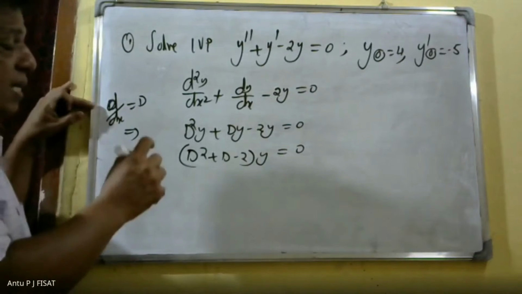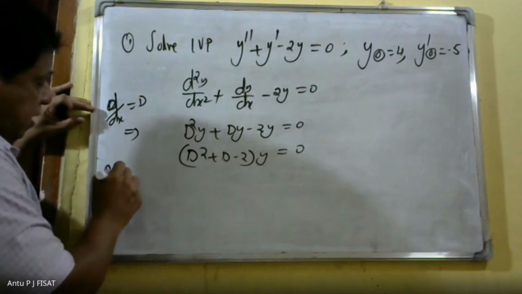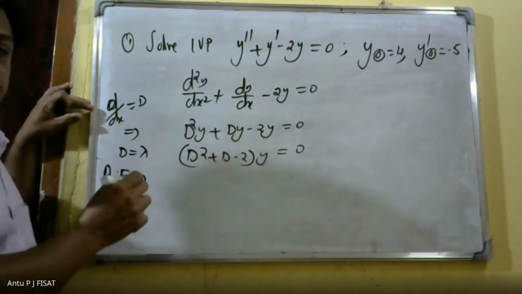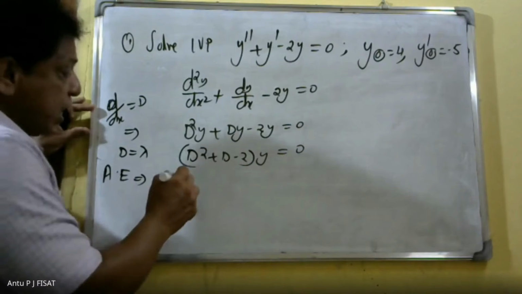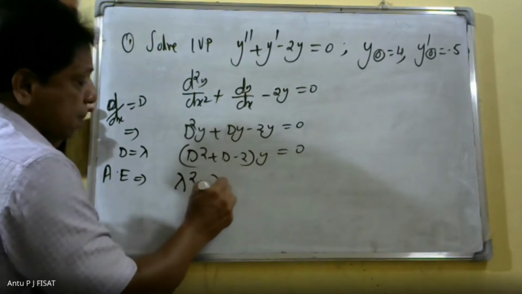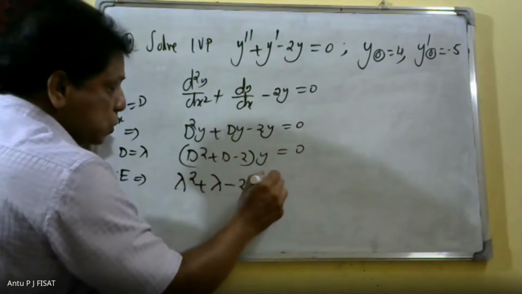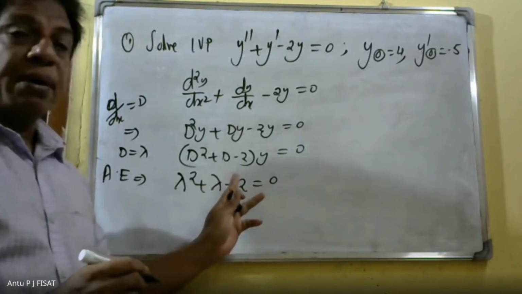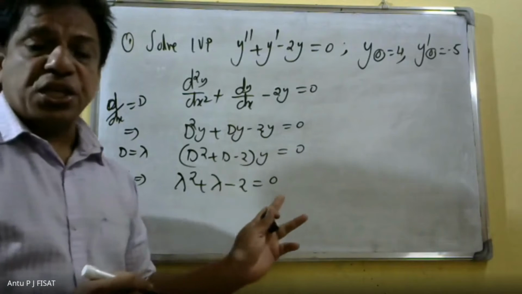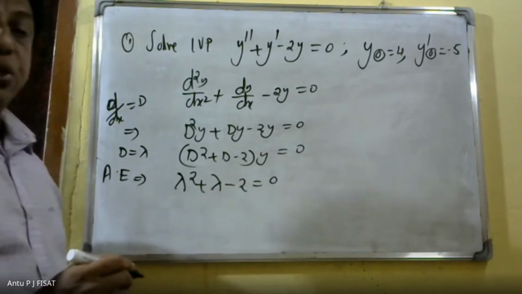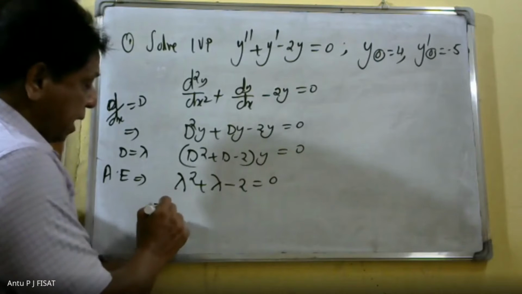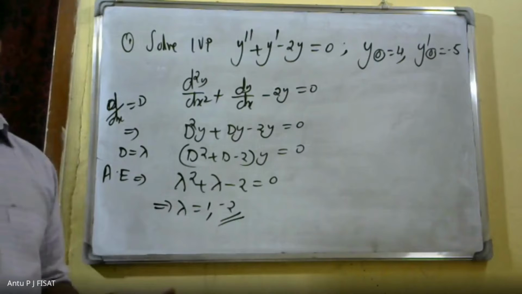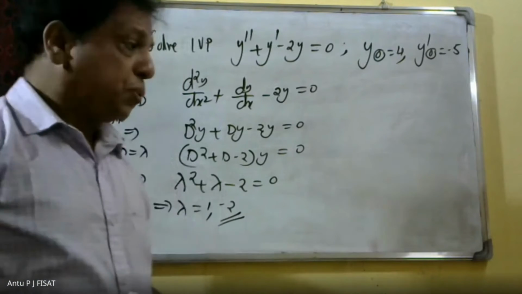Then write the auxiliary equation, AE. For that, take D is equal to lambda. Put D is equal to lambda. Then the auxiliary equation will be lambda square plus lambda minus 2 is equal to 0. This is a quadratic equation in lambda. Solving this equation, we get the value of lambda is equal to 1 and minus 2.